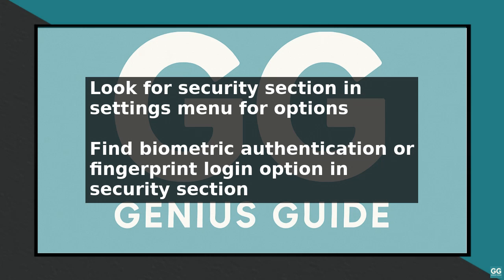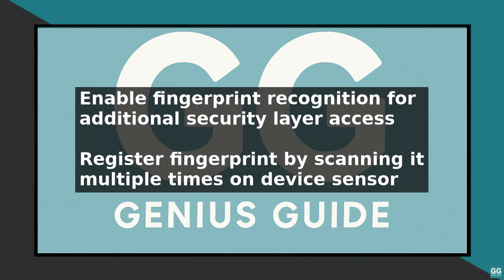If you have a fingerprint sensor on your device, you will be prompted to scan your fingerprint when you enable this feature. Follow the on-screen instructions to register your fingerprint, which usually involves placing your finger on the sensor and lifting it multiple times to capture a complete scan. After successfully registering your fingerprint, you can use it to log in to your Trust Wallet account, providing an extra layer of security and convenience.